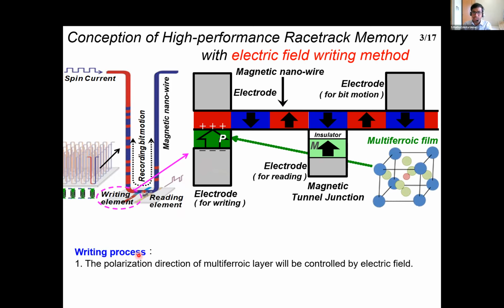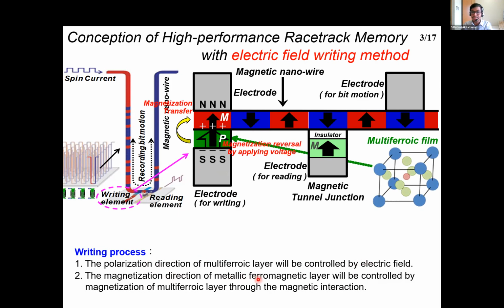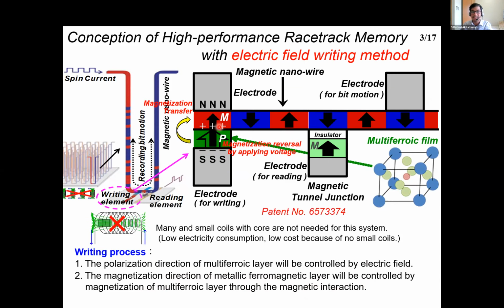In the writing process, the polarization direction will be controlled by electric field. And in the second case, the magnetization direction of the ferroelectric ferromagnetic layer will be controlled by the polarization. That means we don't need to apply spin current to change the magnetization direction. Simply by changing the polarization direction, we can change the magnetization direction. That means we can completely remove these coils, and instead of that, we can use this multiferroic material, and we have already a patent on this application.